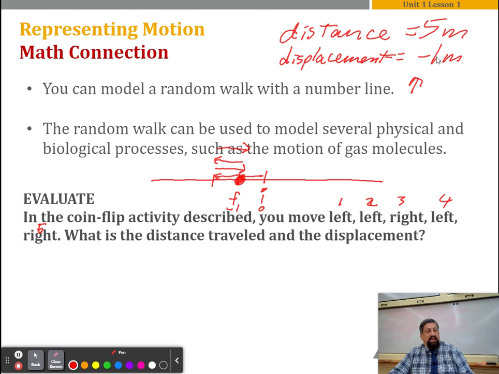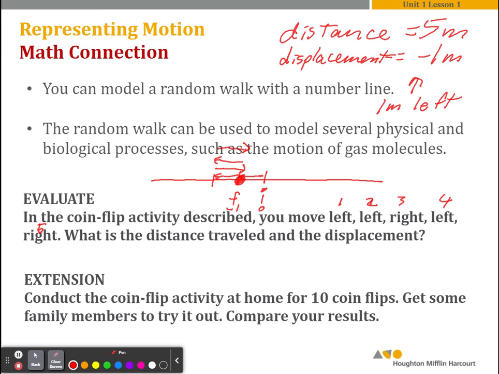Okay, so you can say -1 meters, or you can say 1 meter to the left. There are different ways to describe that. So distance and displacement are not necessarily the same thing. Displacement is just the final position minus the initial position, whereas distance can be all the distance that you traveled through.